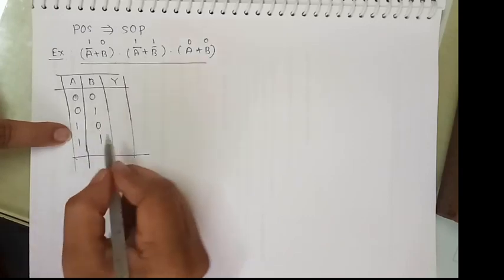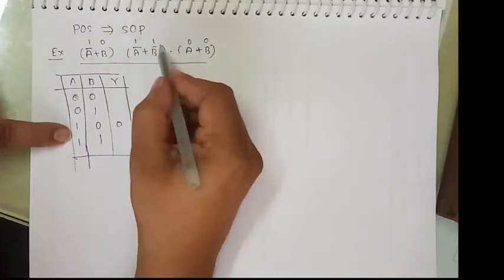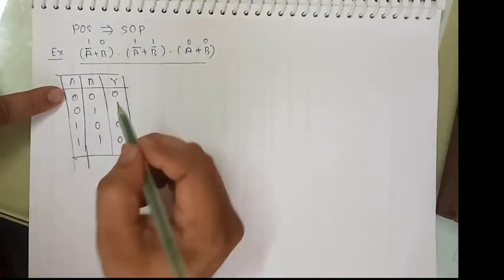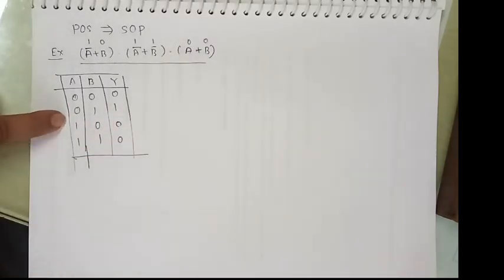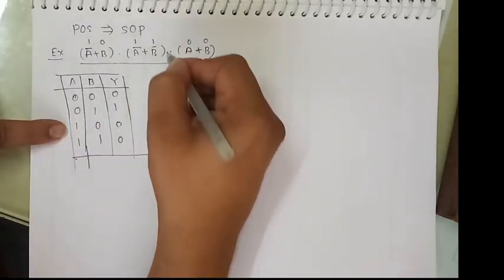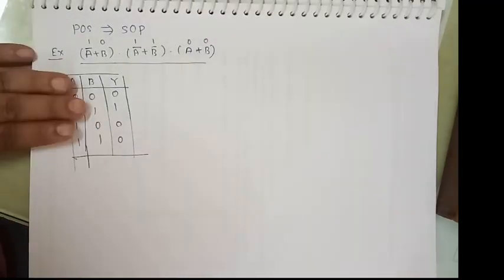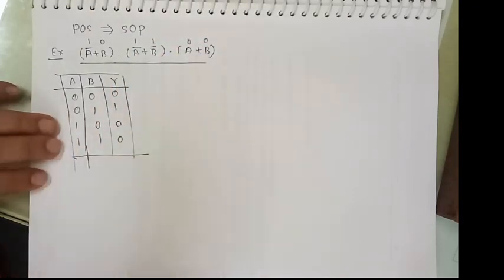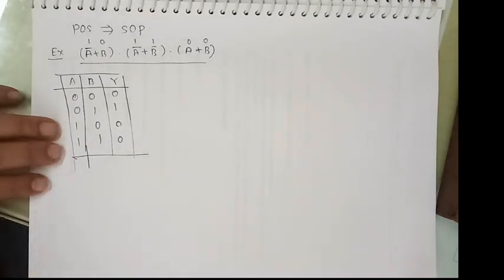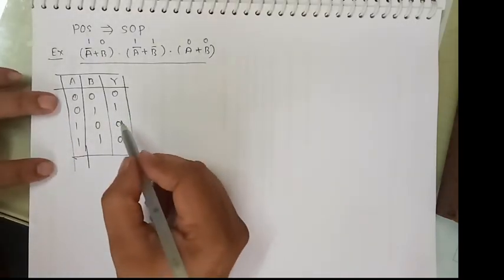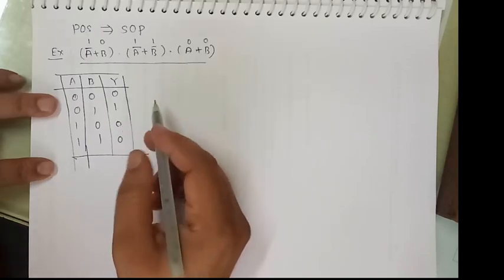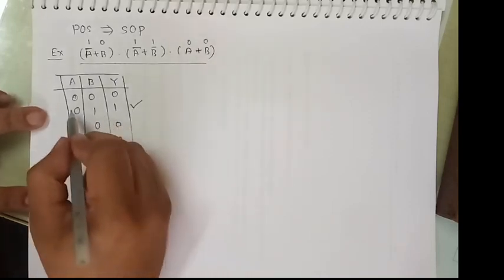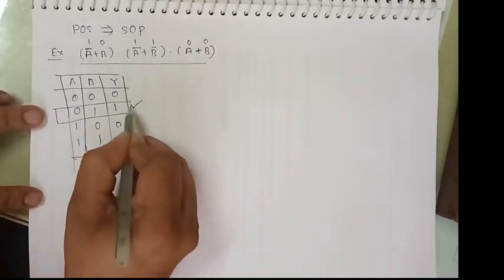So for 1 0, the value is 0. For 1 1, we have to put the value 0, and for 0 0 the output value is 0, and in the remaining case the output is 1. Now this is the truth table for the given equation. Now we have to write the SOP equation from this table, so that the SOP equation is equivalent to the POS equation. For the SOP equation we need to consider those cases where the output equals 1. Here the output is 1 only for this single case, so we will consider only this case.